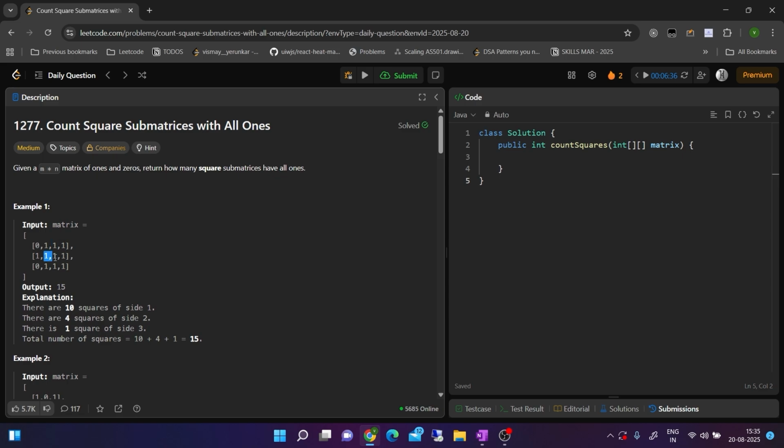Again we have this first square from the bottom row, and this second square from the bottom row, and then we have these 4 squares, which is correct, and we have one square of side 3, which is this. Notice that we are not considering this part because here it is 0, and we are asked that all the cells in the square should be ones. So let's see how we can solve this.